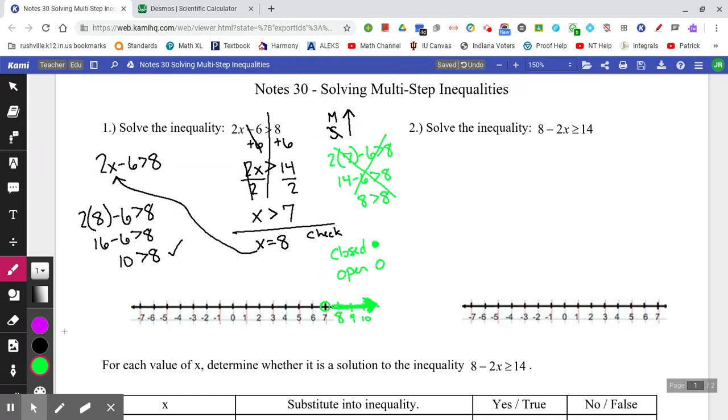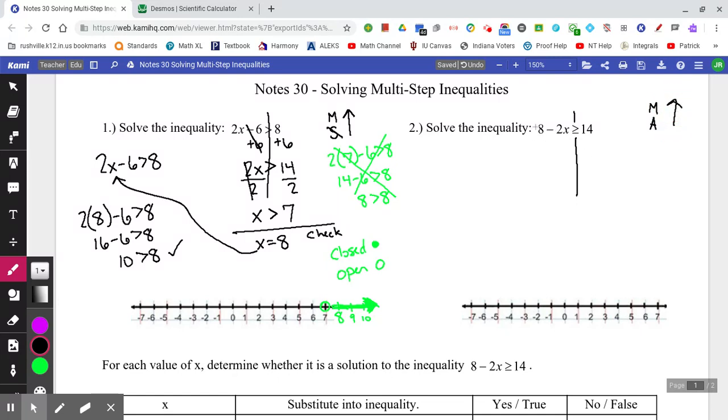All right, let's do another one. So for this example, we have 8 minus 2x is greater than or equal to 14. So I'm going to separate the left-hand side from the right-hand side. I figure out that both sides are as simplified as possible, and my variable x is only on the left-hand side. It looks like it's being multiplied by negative 2, and we also have a positive 8, which means that we have addition. So I need to get rid of the addition first.